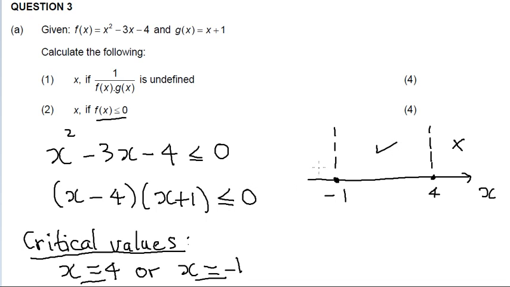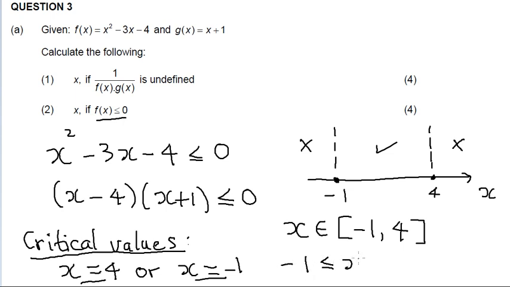And finally, we can test on the left of negative 1. That's going to make both these brackets negative, and the minus times the minus will give me a positive, which is not what I want. So my solution is going to be between negative 1 and 4, inclusive. So we could write our answer as x is an element of the square brackets between negative 1 and 4. Or in inequality form, we could say negative 1 is less than or equal to x is less than or equal to 4.